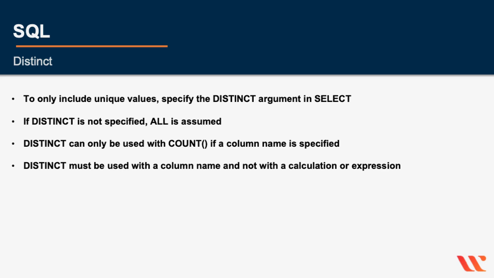Distinct. Distinct is used to retrieve only the unique values. When you use distinct in the select statement, you will get the unique rows. You can't use distinct for calculated fields. You can only use it with a column name or with count star.